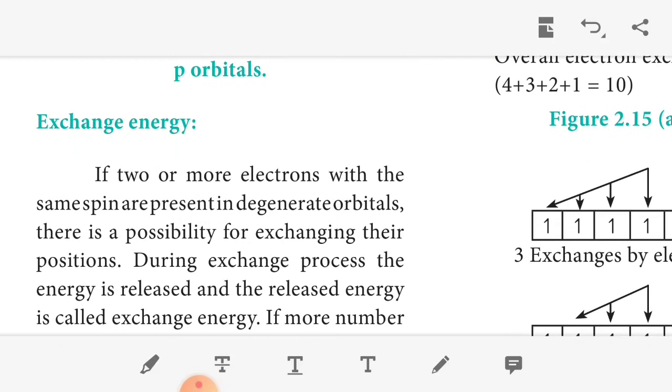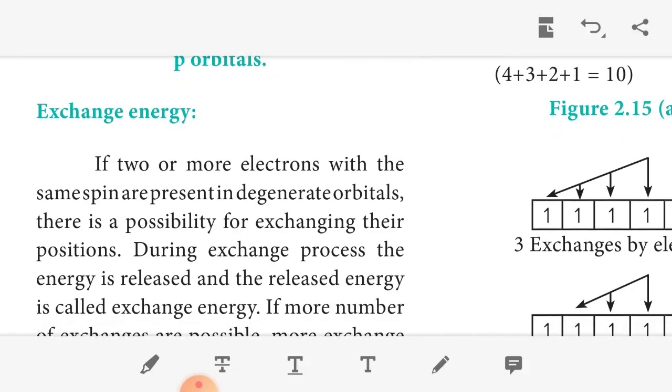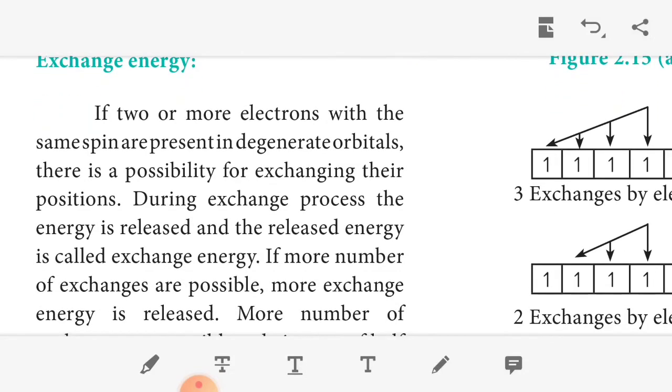If two or more electrons of the same spin are present in the degenerate orbitals, there is a possibility of exchanging their positions. Listen carefully. Two or more electrons of the same spin present in degenerate orbitals have the possibility of exchanging position. During the exchange process, energy will be released. That energy is called the exchange energy.